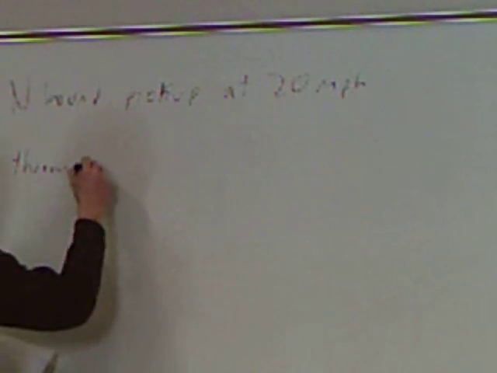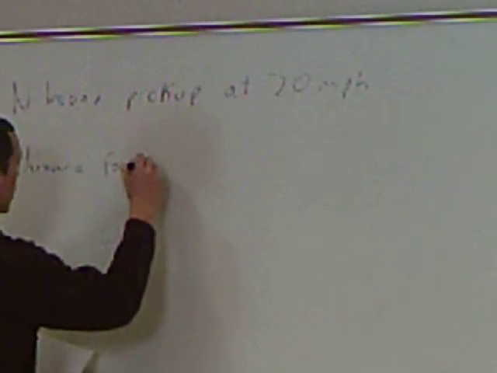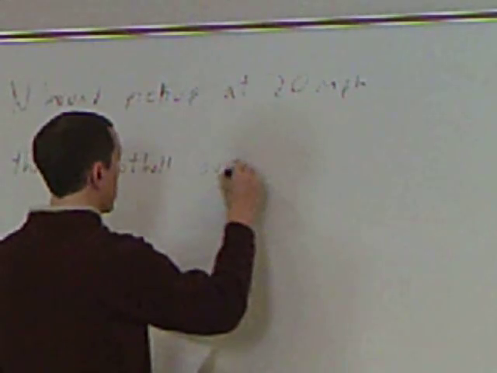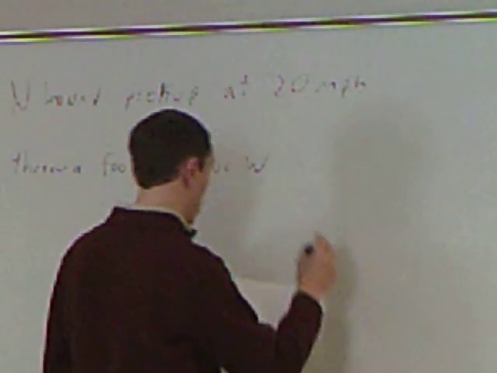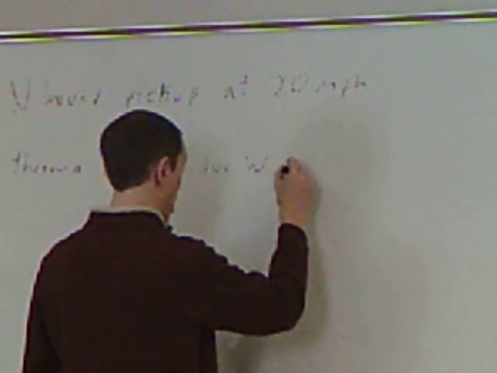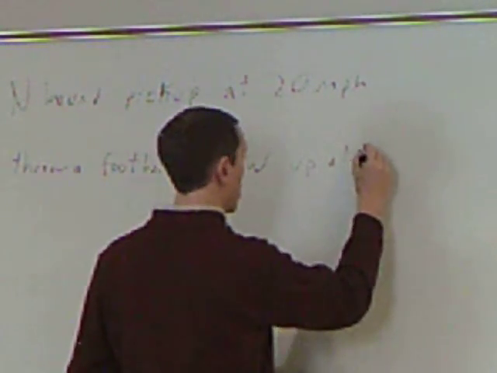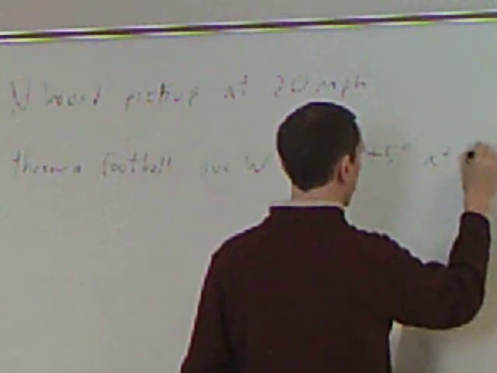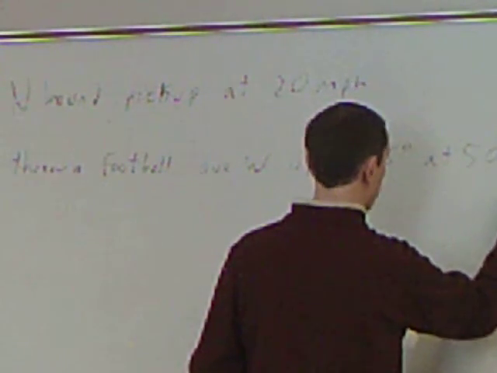Okay, and then we're going to throw a football. It doesn't really matter, because we're going to be ignoring drag, so it doesn't really matter what the shape of the thing is. Throw a football due west, up at a 45-degree angle at 50 feet per second. Okay. So these are each vectors.